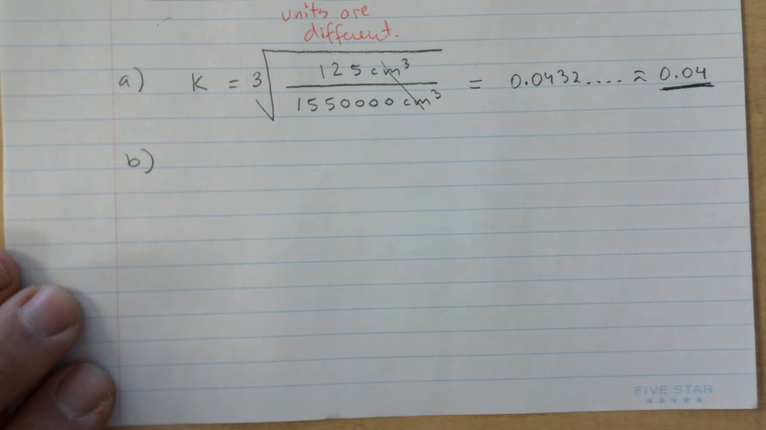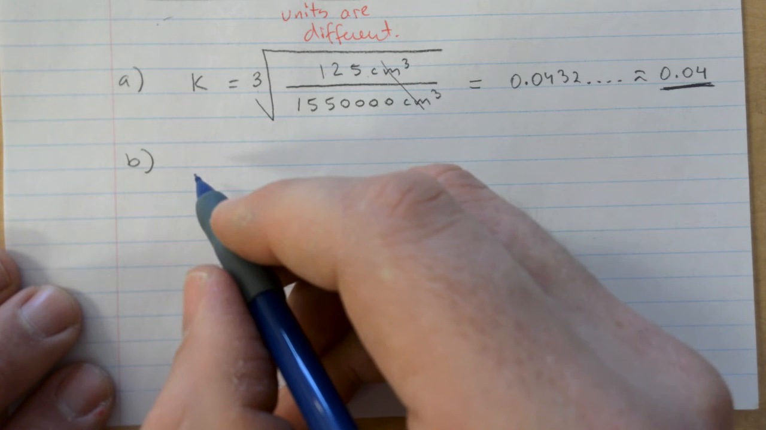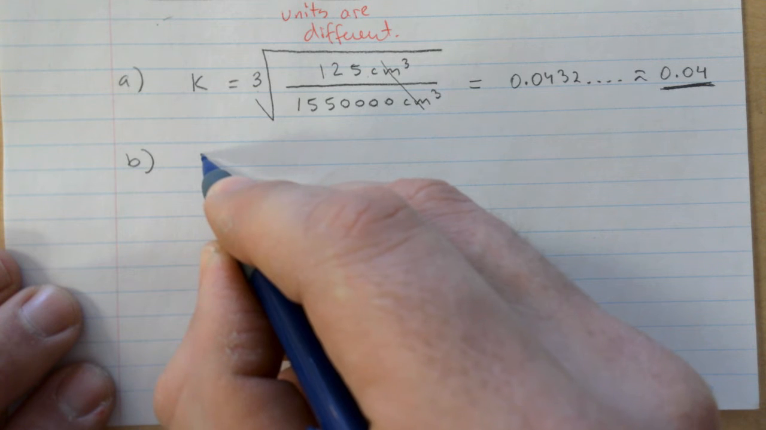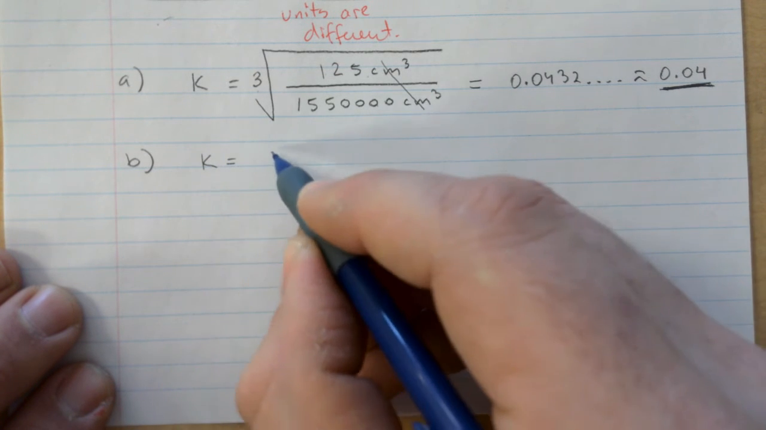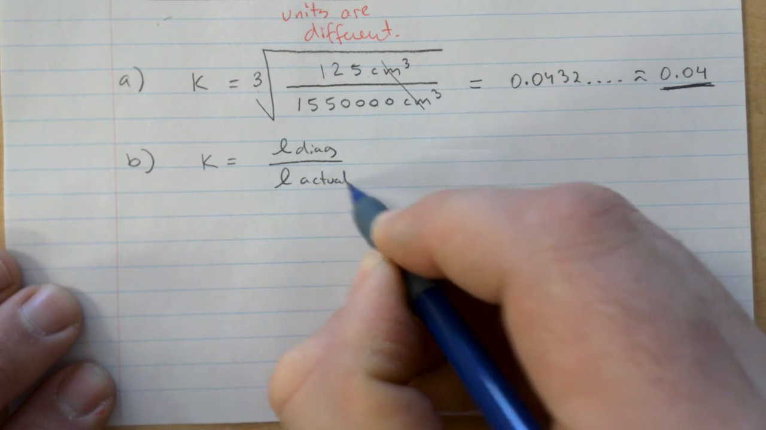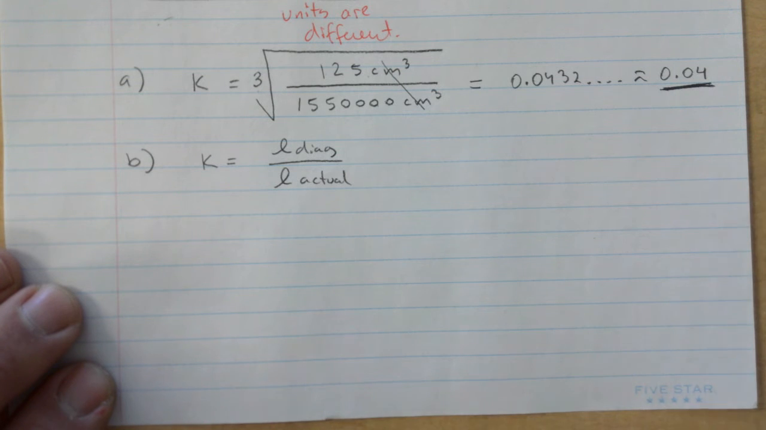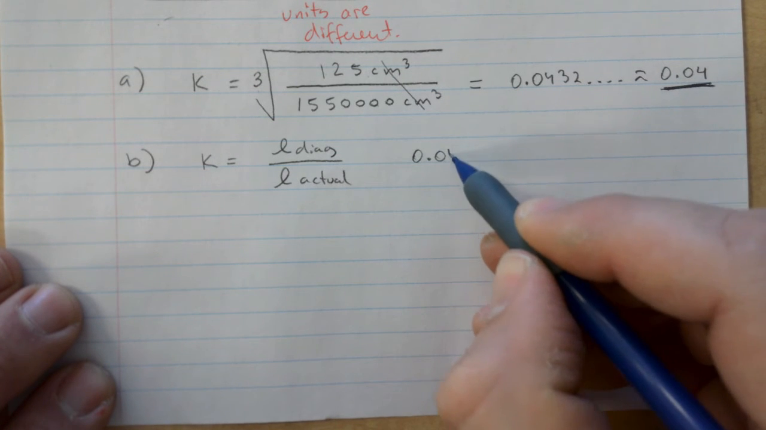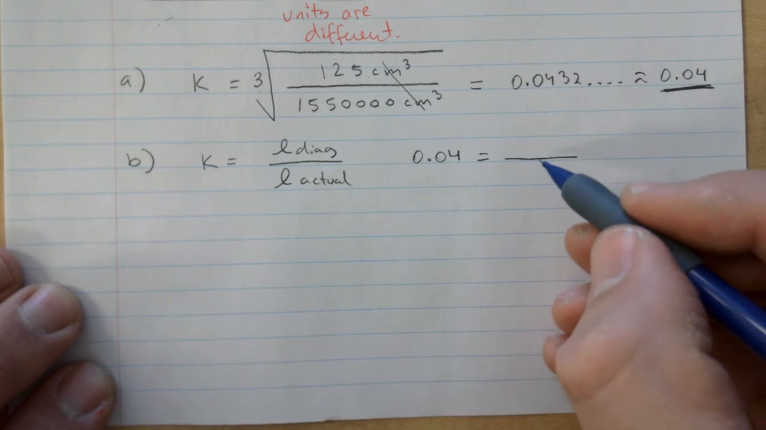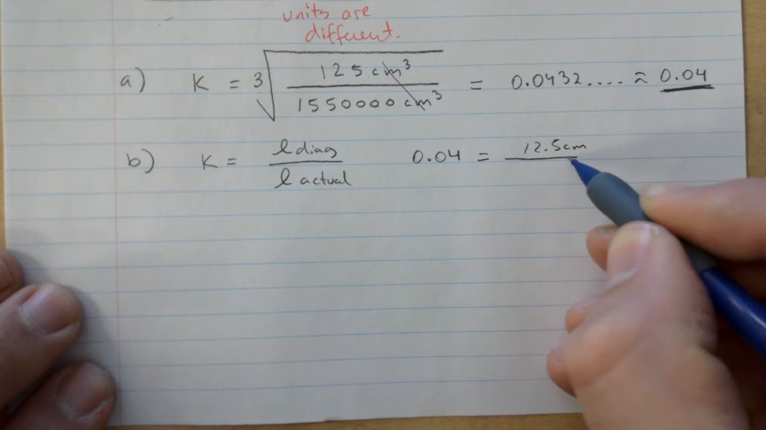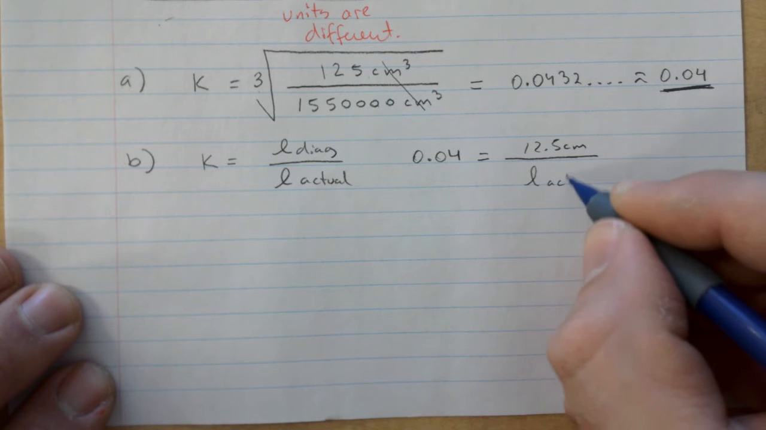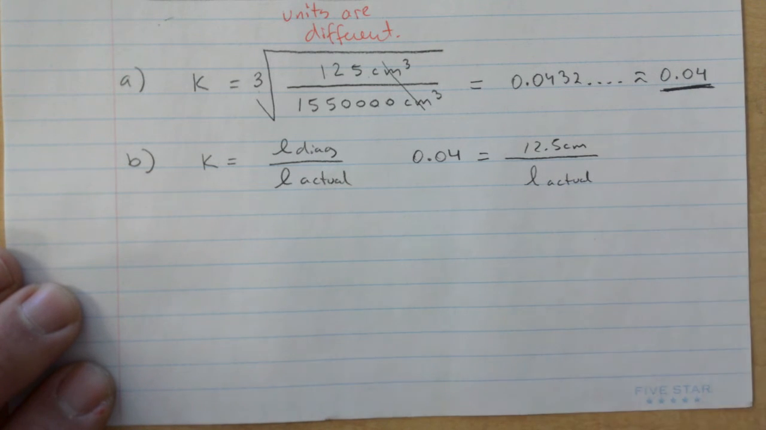B, it says find the length of the actual car. So when you're not sure, just set it up like this. K is length of diagram over length of actual. If you're not sure, just set it up like this. This is always a safe way to do this. And that ends up being, you substitute K, you know the length of the diagram, which is 12.5 centimeters. Sorry, folks. And that's your length of actual.